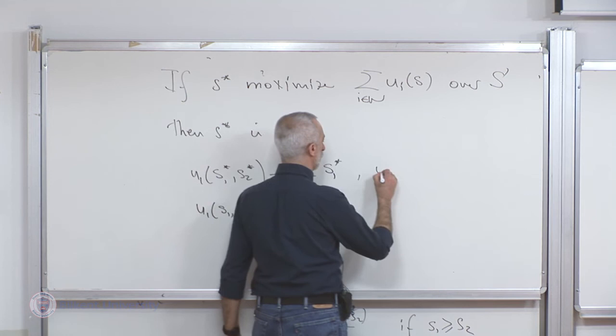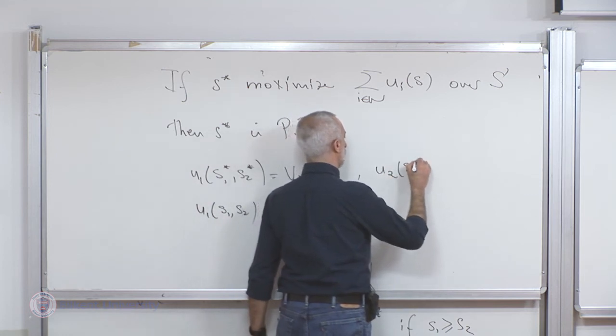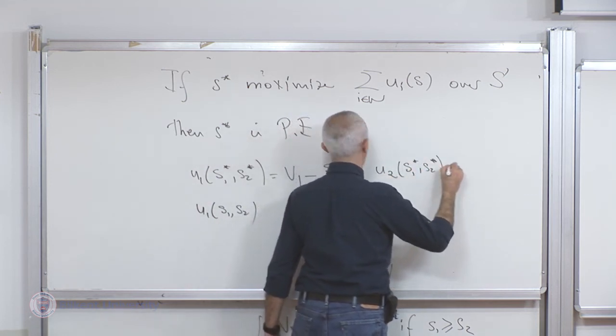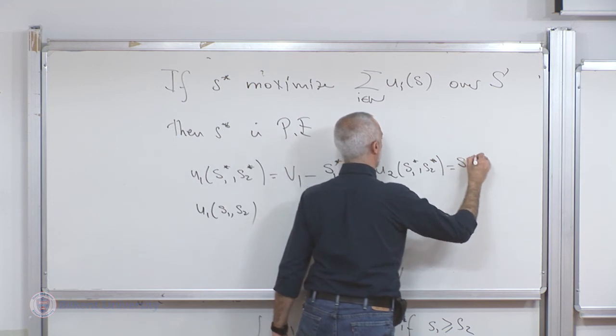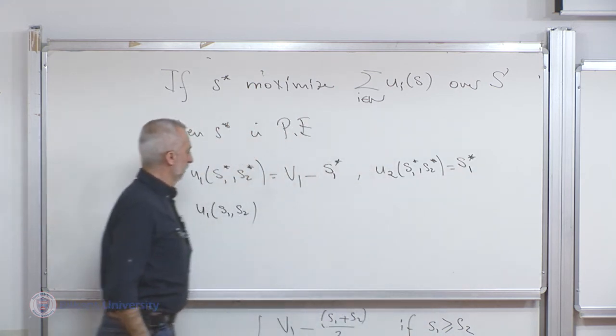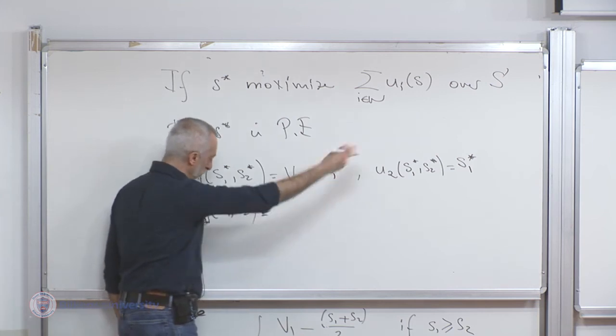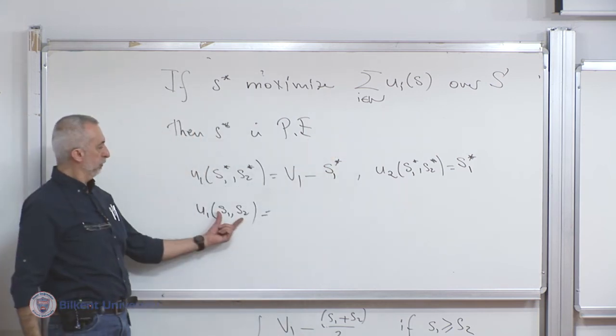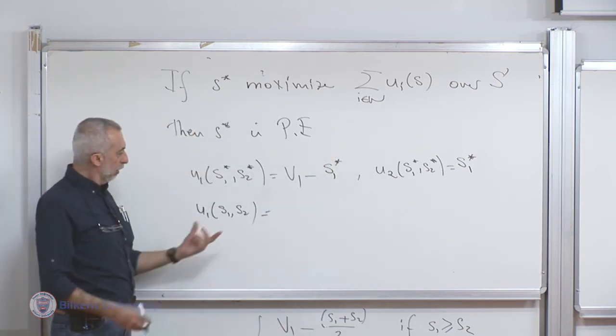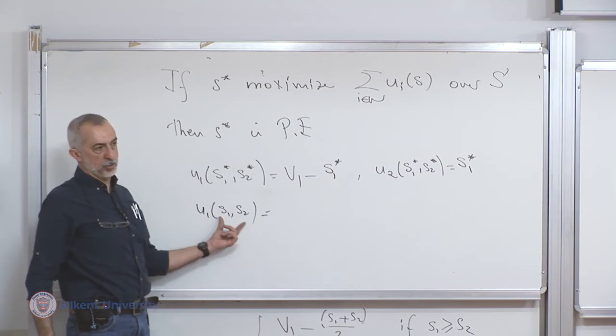Well, let's also write U2 of S1 star, S2 star. And that will be S1 star again. Okay? Not again, that will be S1 star. So U1 of S1, S2. What are the possible values that this can take?